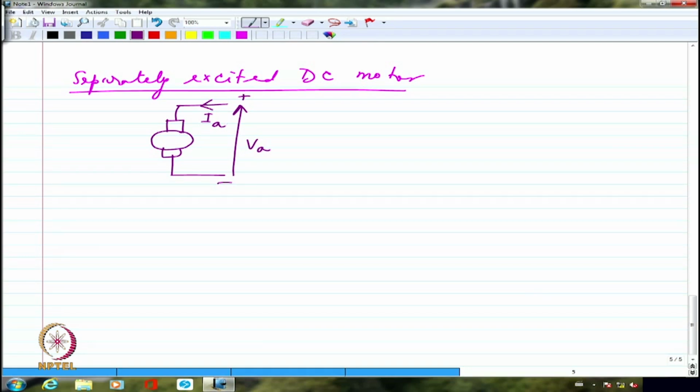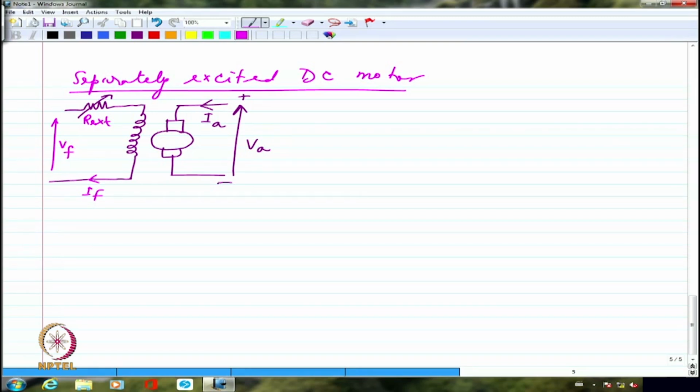The field is separately excited, so I am going to have the field connected to a separate source, probably with a field resistance as well, which is a variable resistance. So this is our external, and this is going to be IF. And what I am actually connecting here is VF.